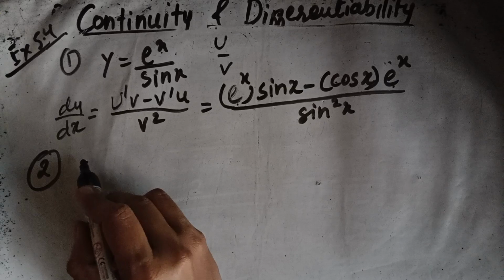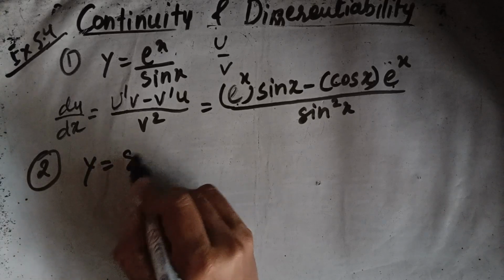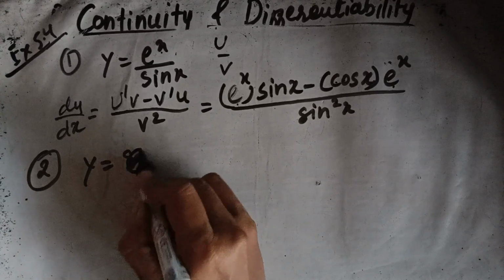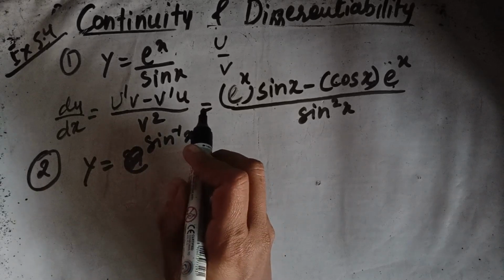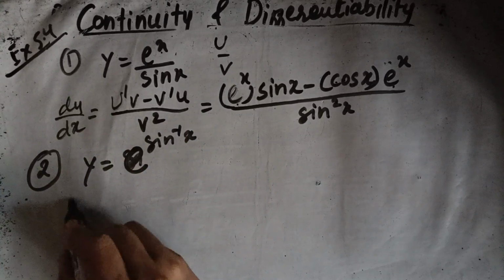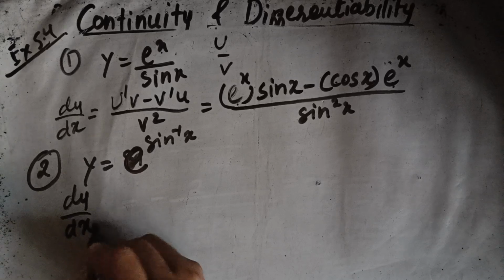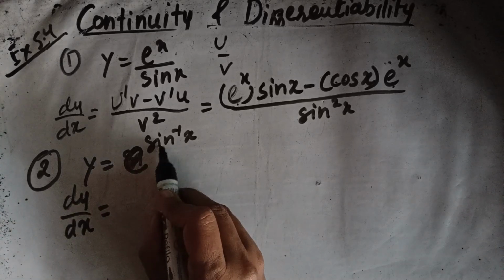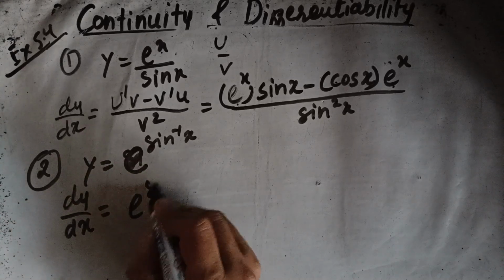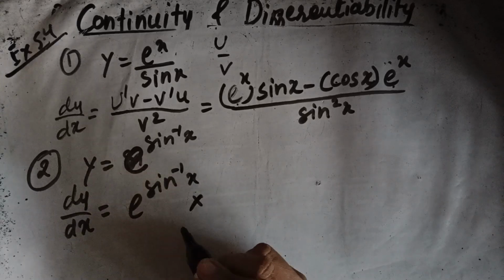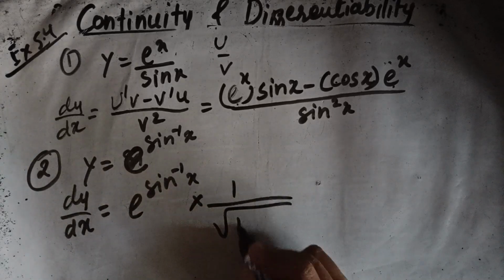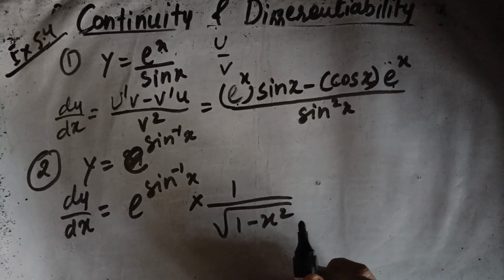Then we have y equal to e raised to sine inverse of x. So this is composite function. Two functions are there. Okay. So first you have to differentiate e raised to something. So that is same thing. Then the derivative of sine inverse of x, 1 upon root of 1 minus x square. Okay.